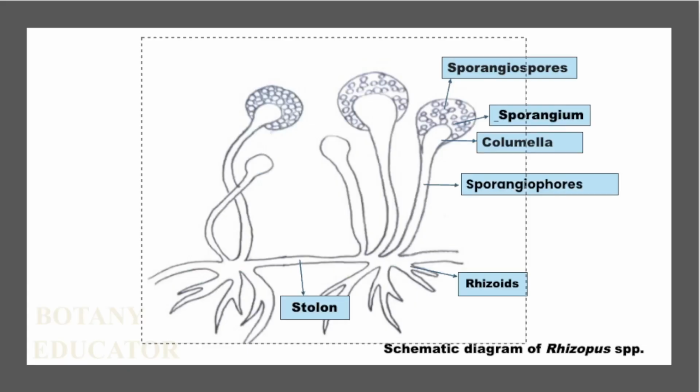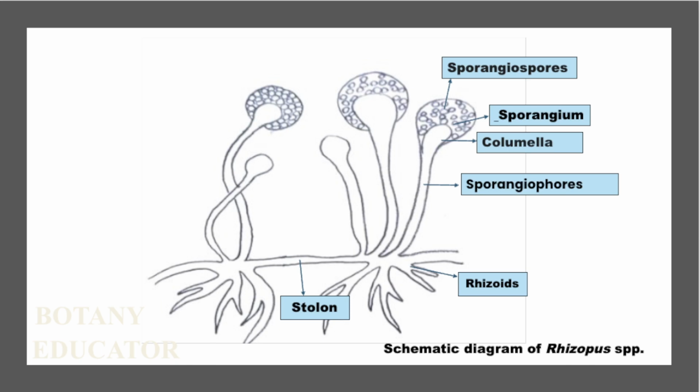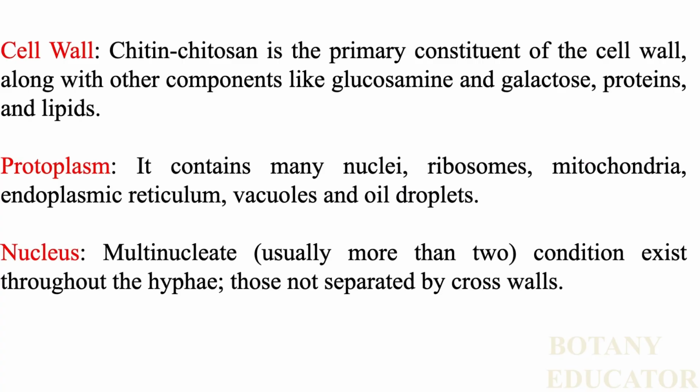In this diagram you can see the stolon, which is running in the horizontal form. Below that are rhizoids, which help in attachment and water absorption from the substratum. In the erect form there are sporangiophores, on which sporangia are present, in which sporangiospores are formed, meaning spores form at the end part. The spores forming in these sporangia are aplanospores, right?